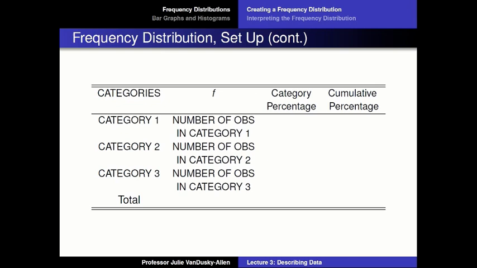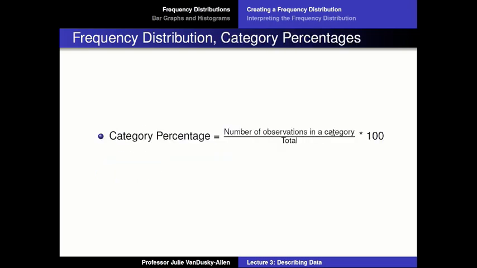We can also add 2 additional columns to our frequency distribution. The first is the category percentage column. It tells you the percentage of cases each category takes in the data set. It is calculated by dividing the total number of observations in the category by the total number of observations overall and multiplying that value by 100.